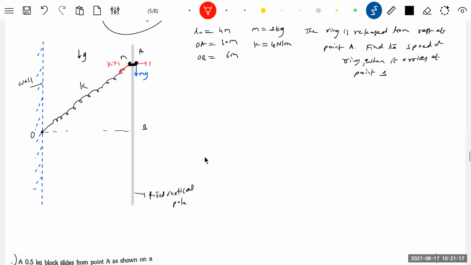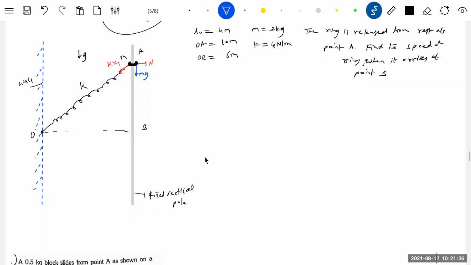We have already discussed some ideas, because the spring is trying to pull the ring. This part of the ring will be in contact with the pole, not that part. The pole will exert a force on the ring in this direction. Under the action of these forces, it is now going to slide down.